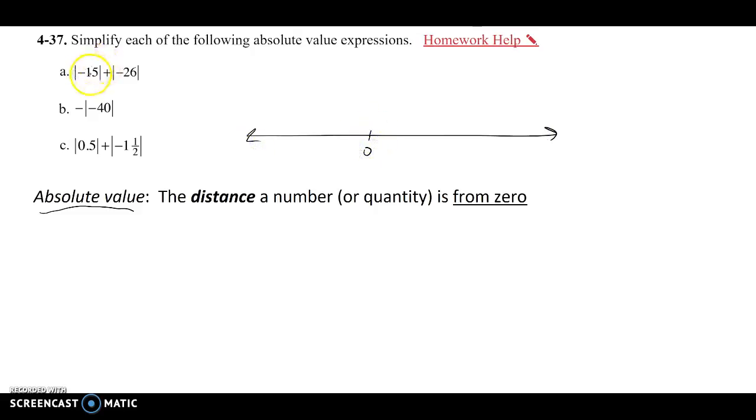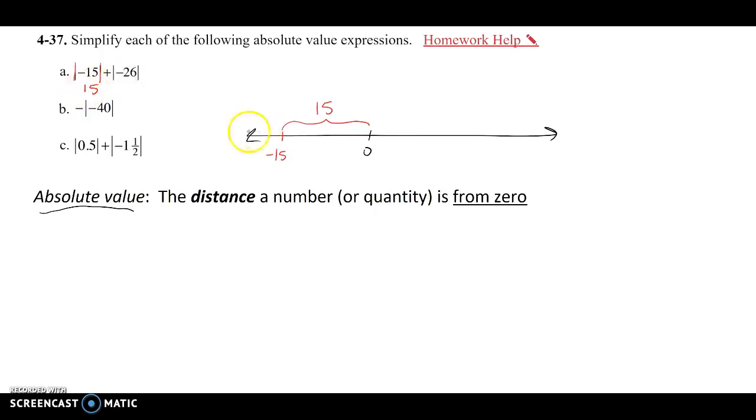We're going to talk about how far away is negative 15 from 0. That's the absolute value of negative 15. It's talking about how far away is negative 15 from 0. Well, what's this distance here? That is 15. So this simplifies to 15, which is the distance that negative 15 is from 0.